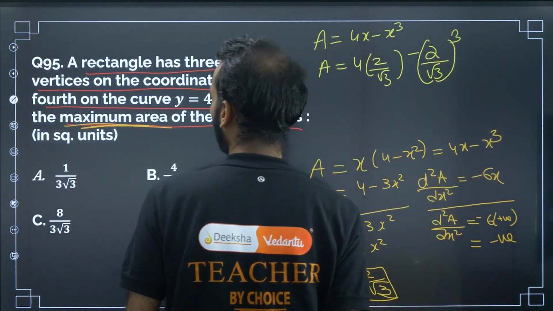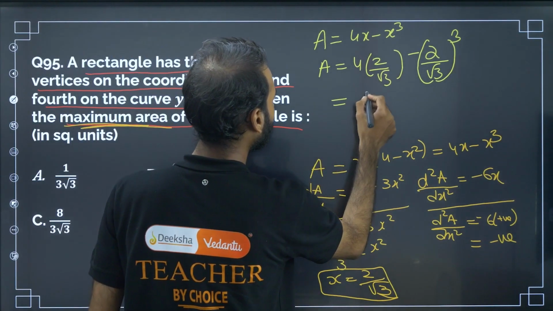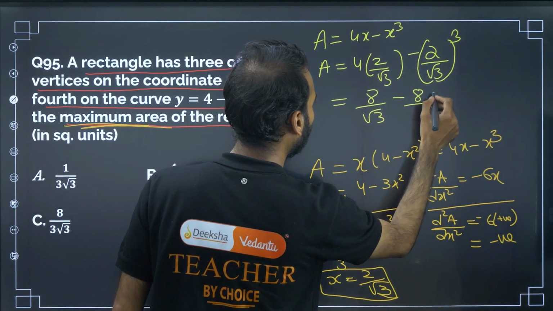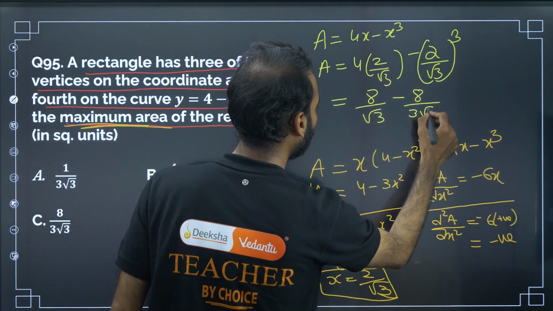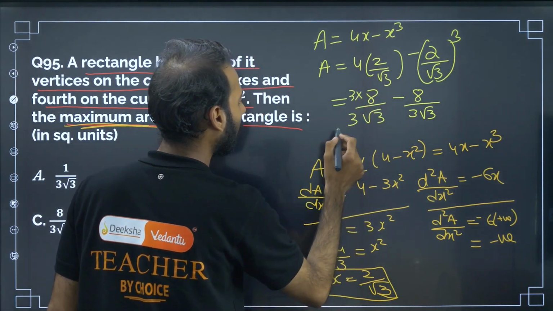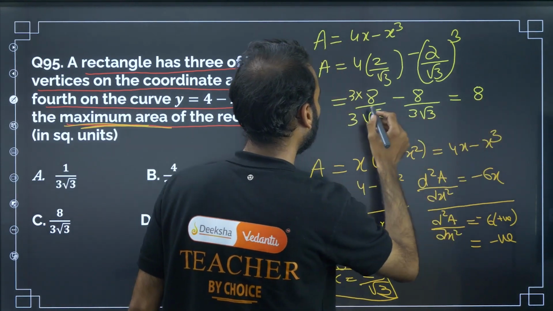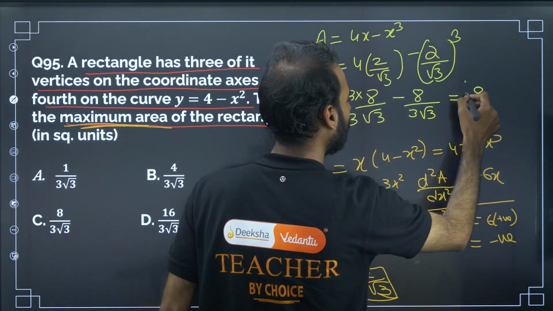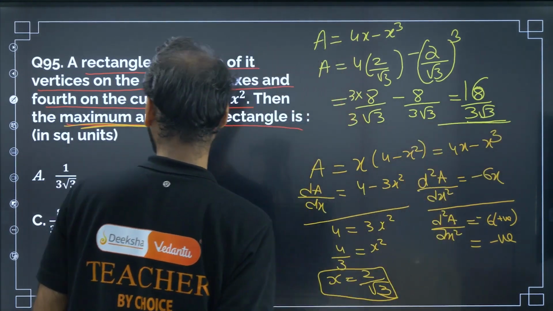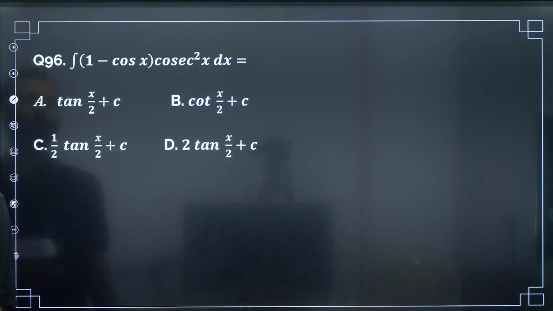So what are they asking? They are asking to find this. Now this is 8 by root 3 minus 8 by 3 root 3. Now if I place 3 here, I have to multiply by 3 here also. So 24 minus 8 is 16. 16 by 3 root 3 is the answer. Is there any option like this? 16 by 3 root 3, option D is the answer. Moving on to the next question.